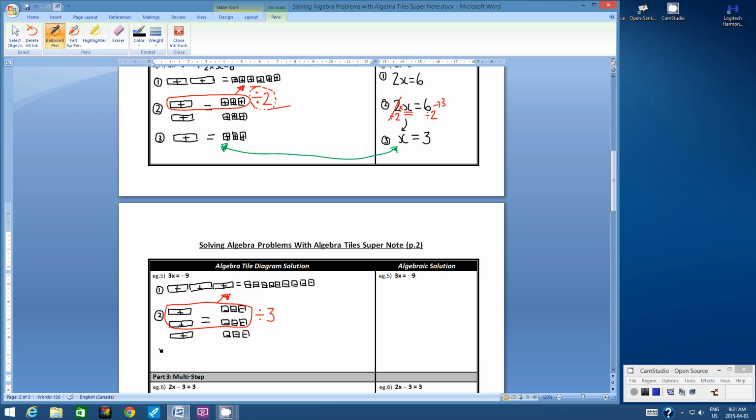Okay, so diagram 3, we draw what remains. What remains is a single positive x equals 3 negative tiles. Okay? All right, so how does that work algebraically? Well, step 1, we copy the question. 3x equals -9. Step 2, we copy the question and we start to think about our strategies.